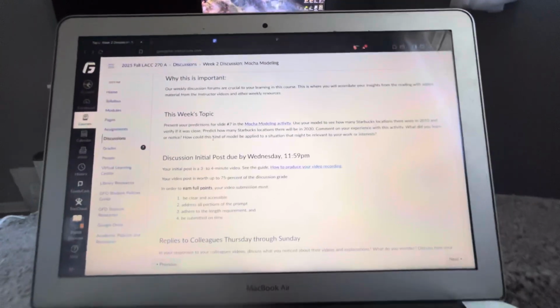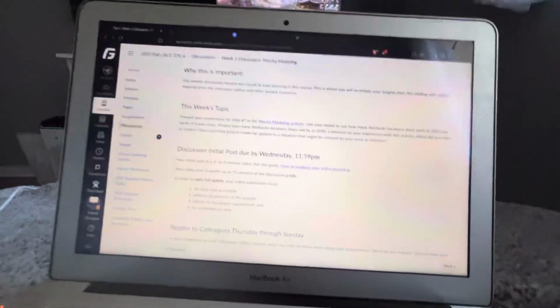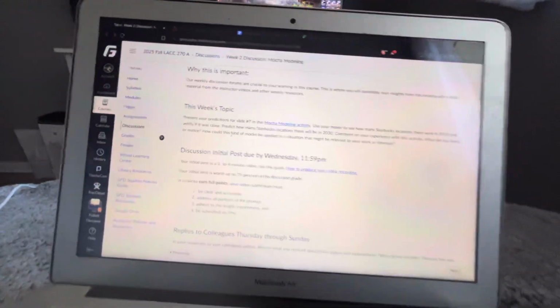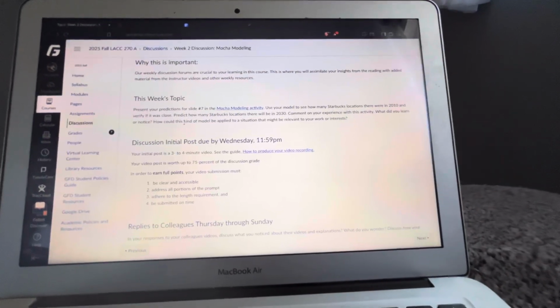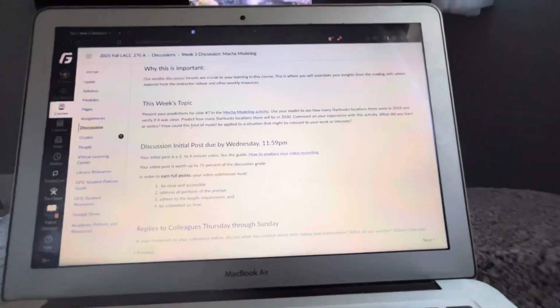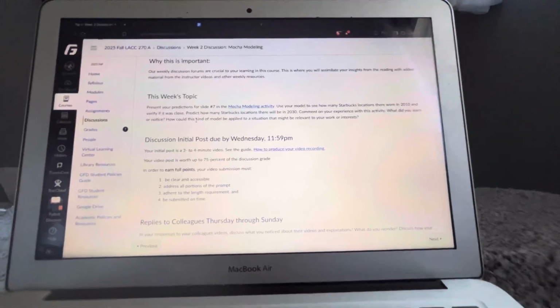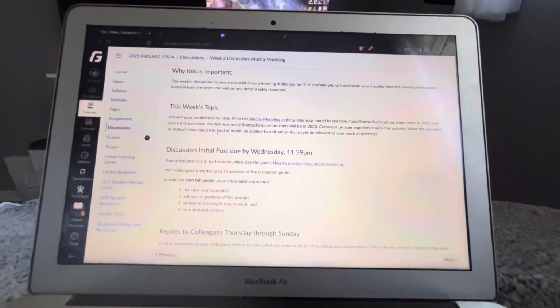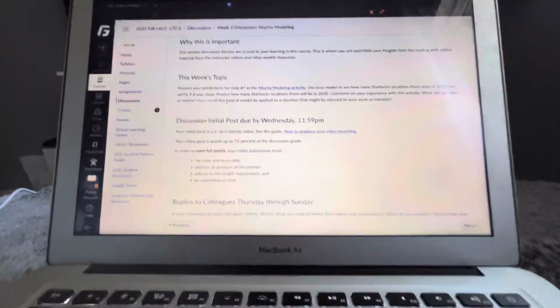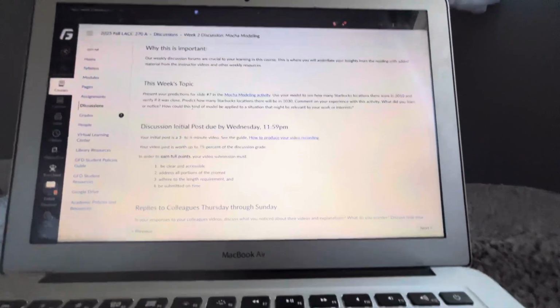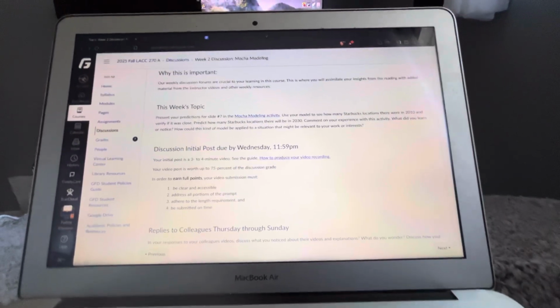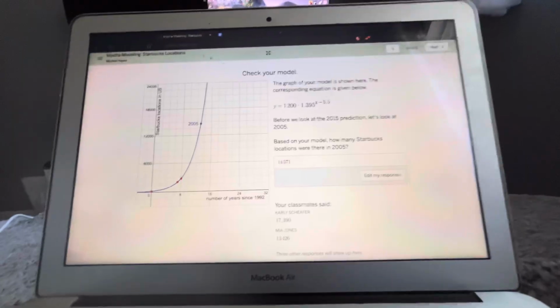Okay, for this week's discussion post, our prompt says to present our predictions for slide 7 in the Mocha modeling activity. Use your model to see how many Starbucks locations there were in 2010 and verify if it was close. Predict how many Starbucks locations there will be in 2030 and comment on your experience with this activity. So this is slide 7.